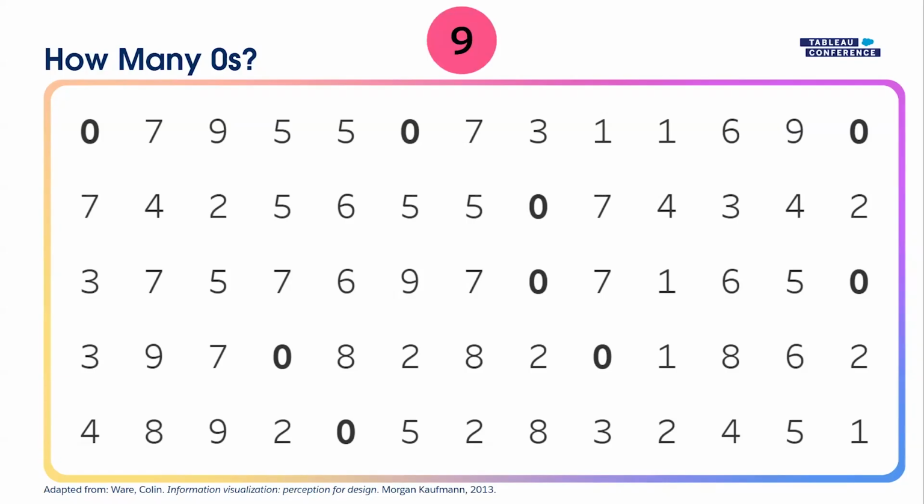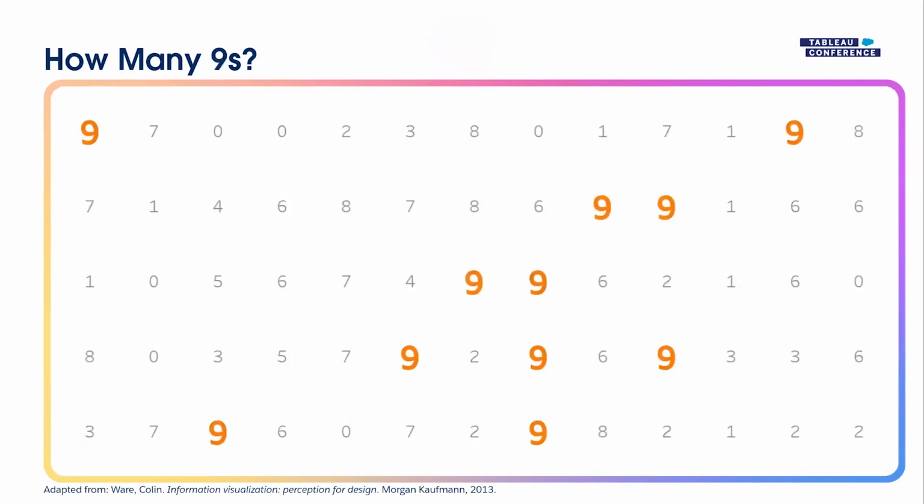I got some 9s, and that's right. These 0s were easier to see because they had some added weight to them. So making a number bolder makes it pop. So how many 9s?